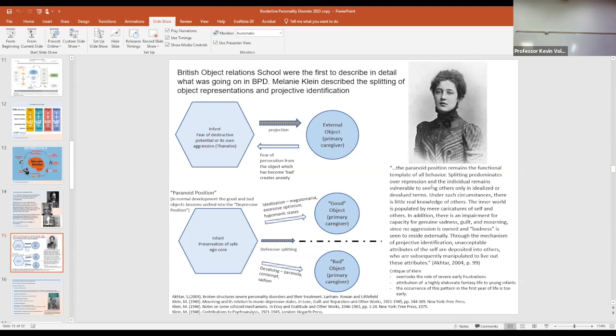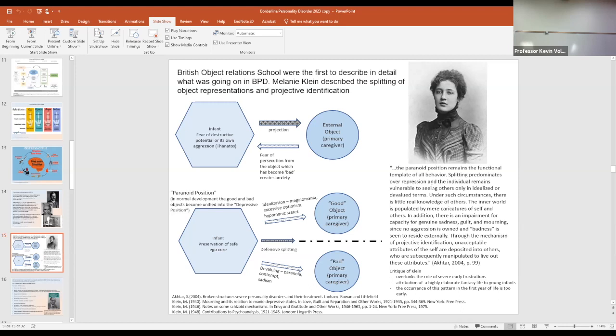The British Object Relations School talks about infants coming out, and an infant has a fear of destruction, of its own destructive potential, of its own aggression. To protect itself, it projects this out onto an external object, using the primary caregiver. Then the infant fears persecution, because it's made this primary caregiver bad, and now it fears that because the caregiver is bad, it's going to persecute it, right? This is the pattern that develops in early infancy, from 0 to, I don't know, 3 or 4 months, something like that.